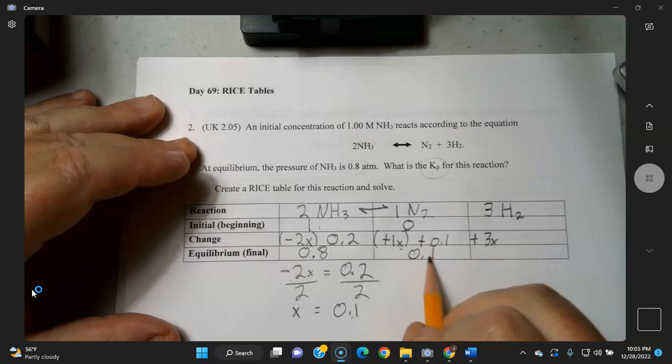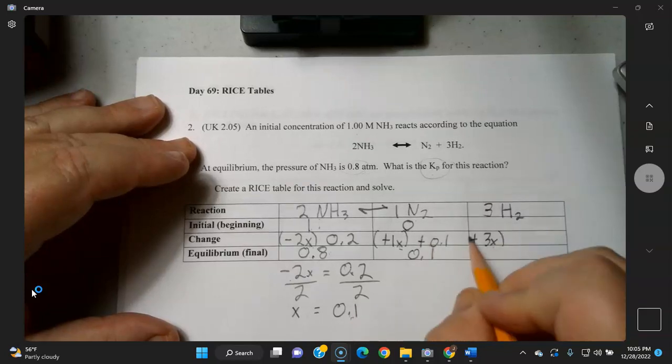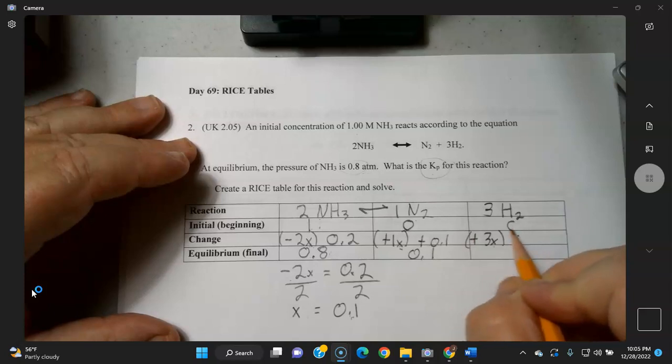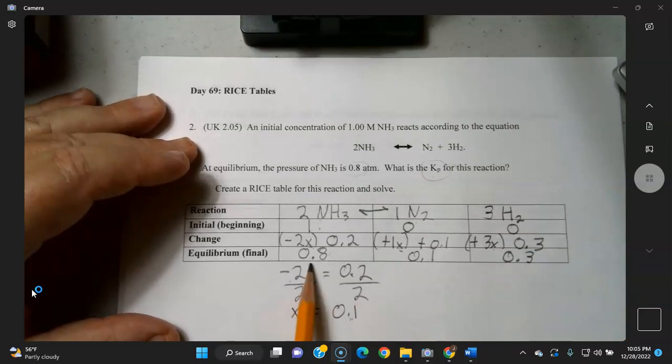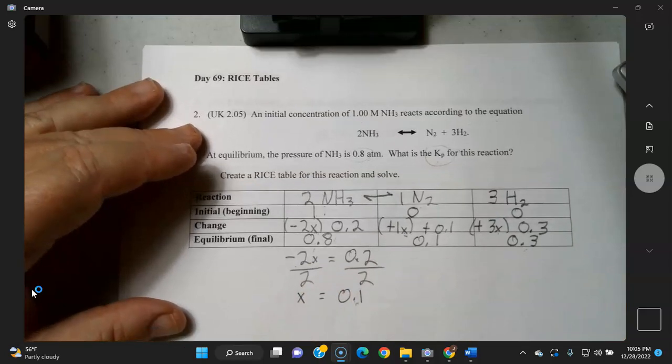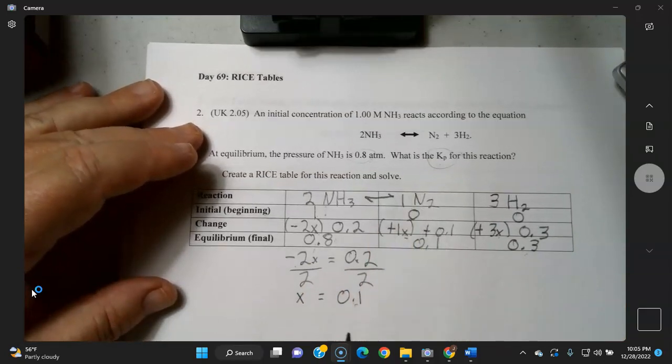Okay, and this is 3 times x. X is 0.1. So this is going to be 0 up here, and this is going to be 0 plus 3x, which is 0.3. And that means we're going to end up with 0.3 down here. So now you have all 3 of the values at equilibrium. You can write the law of mass action. So that's going to be Kp in this case.